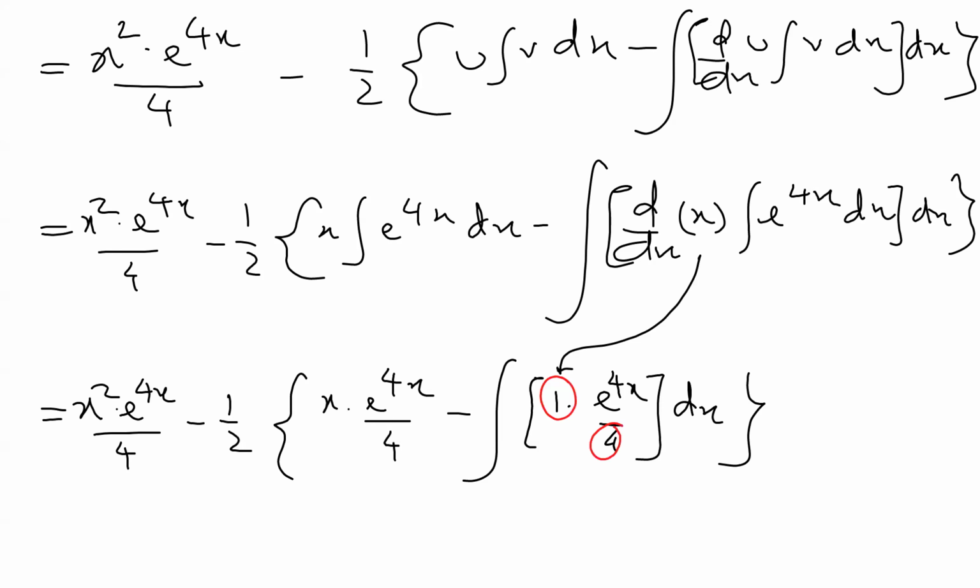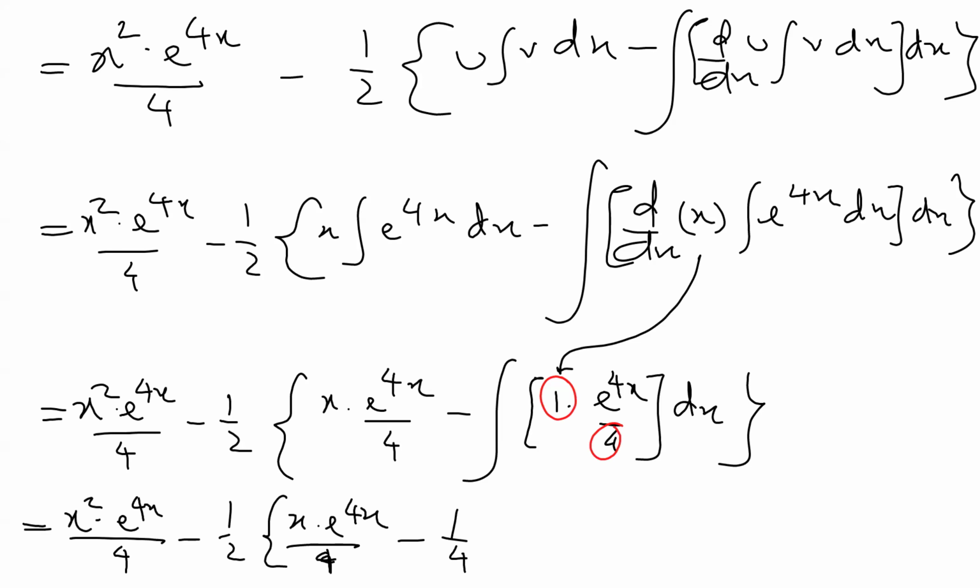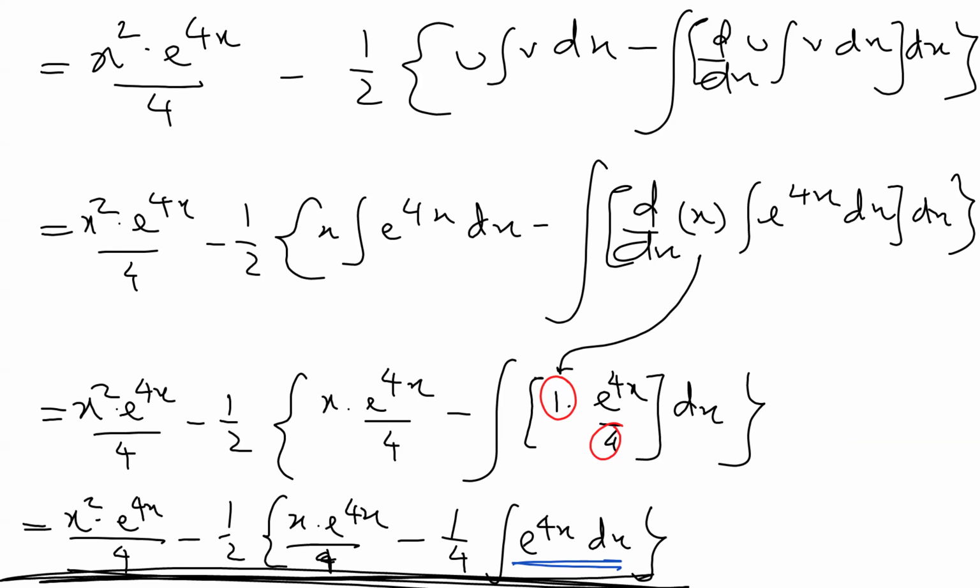What will I do with this 1 by 4? Take it outside the integration. Correct. Within the curly bracket. Now this is the last step which is pending. So we have to write this now. And at the same time, okay, that we'll do later.